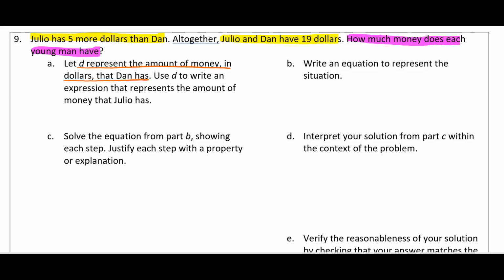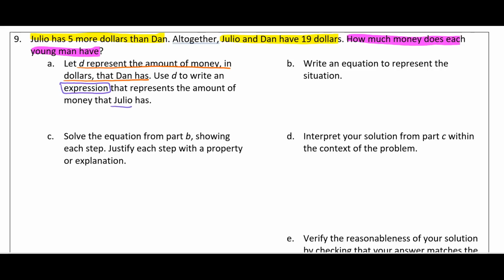Use D to write an expression. Now this is a big deal. Okay, they don't want the whole equation. They just want an expression. Expression is not a full sentence. It's not an equals. That represents the amount of money that Julio has.